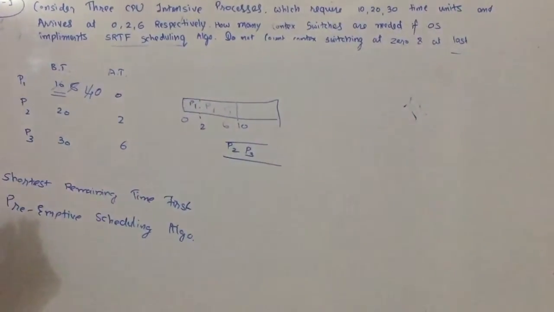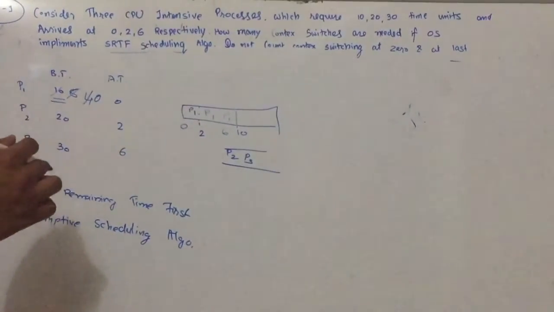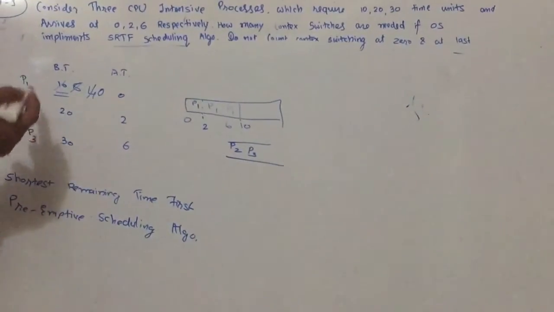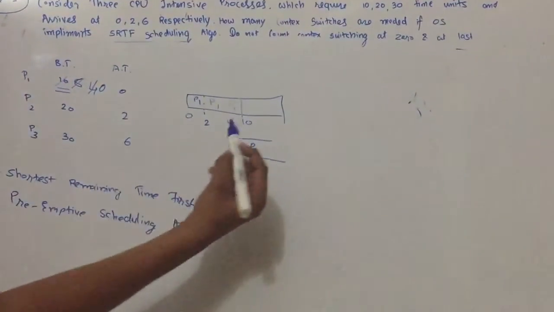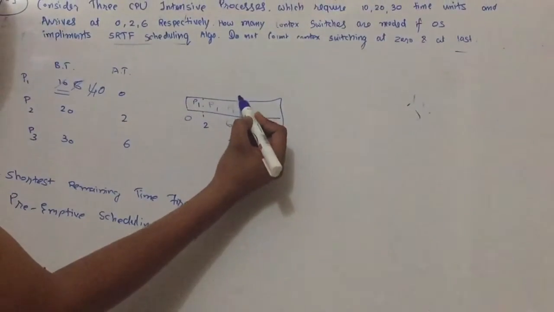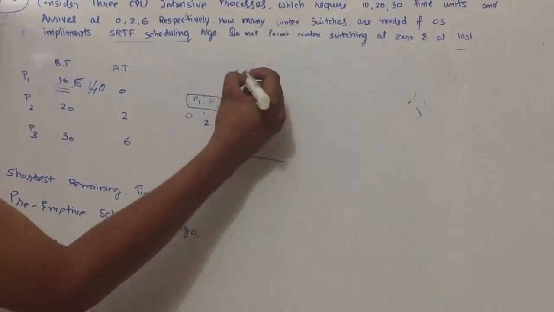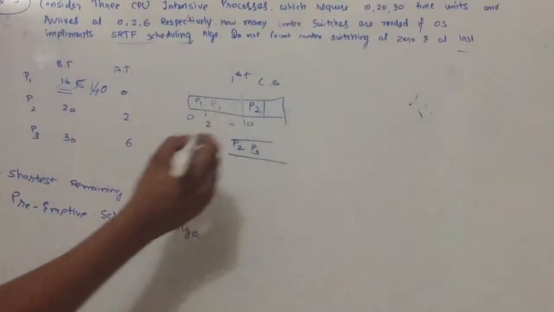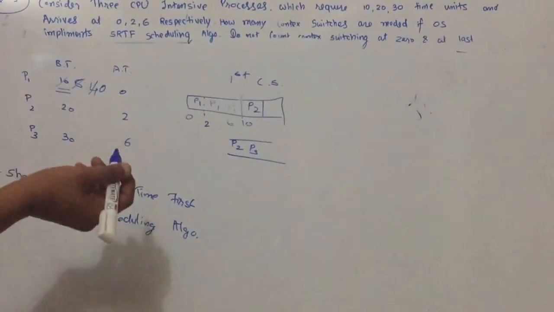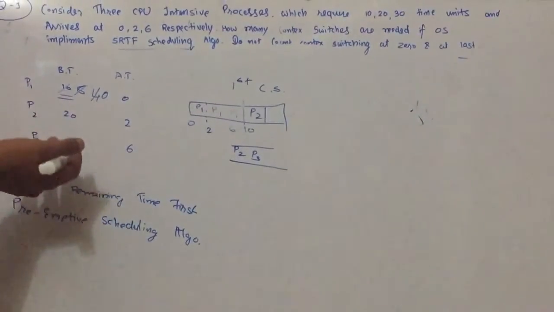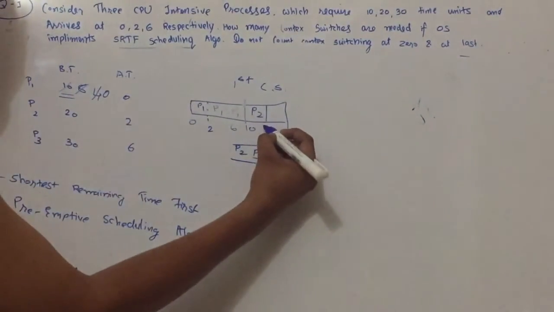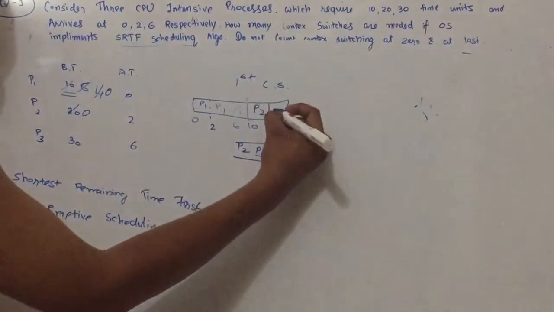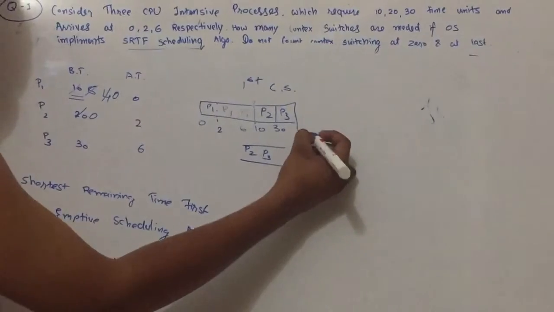Now at time 10, two processes are available, P2 and P3. The minimum burst time among these two is 20, so I am going to schedule P2, and this is the first context switch. I am not preempting P2 because P2 is the minimum at any cost. Now last but not least, P3.